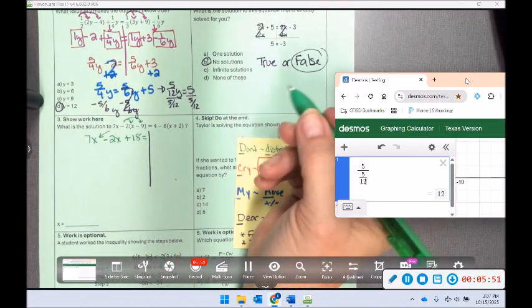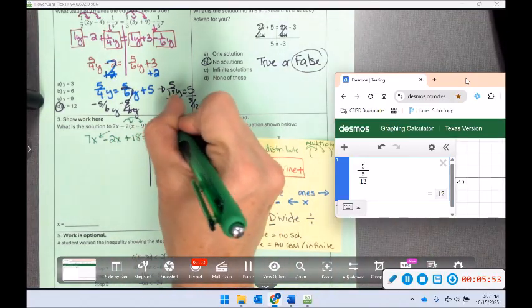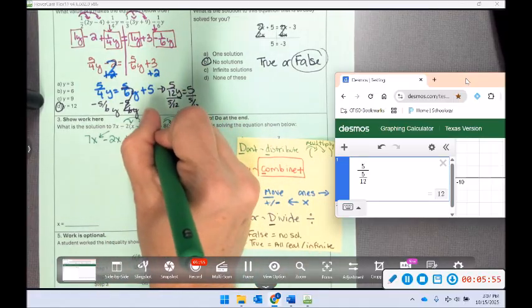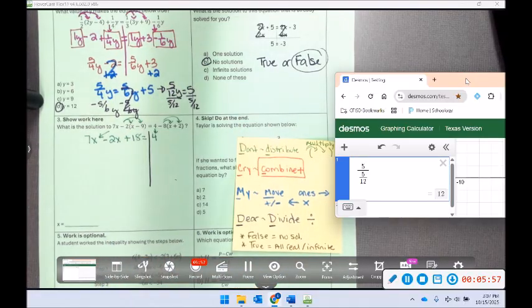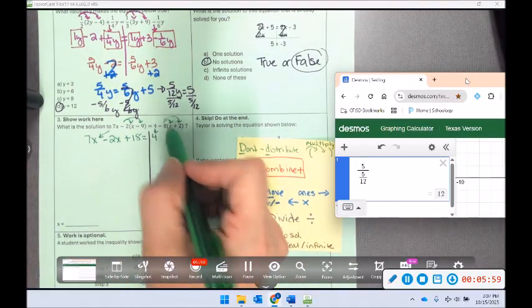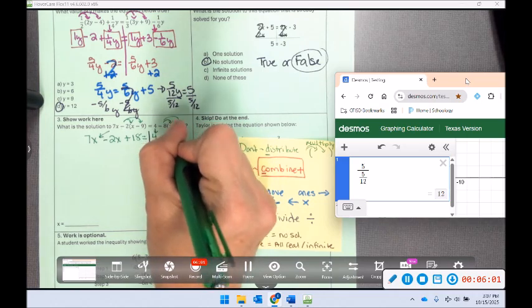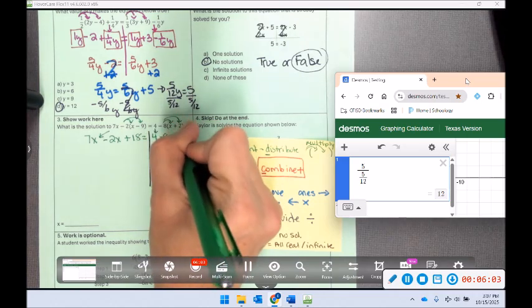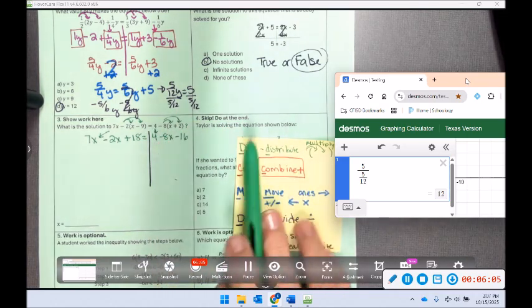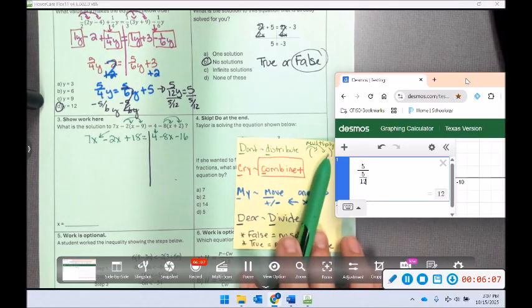Over here on the right hand side, I'm multiplying this parenthesis by -8. I'm just going to bring the 4 down. It's not the one right in front of the parenthesis. -8 times x is -8x. -8 times 2 is -16. Okay, step 1 is done. I did all my parentheses.